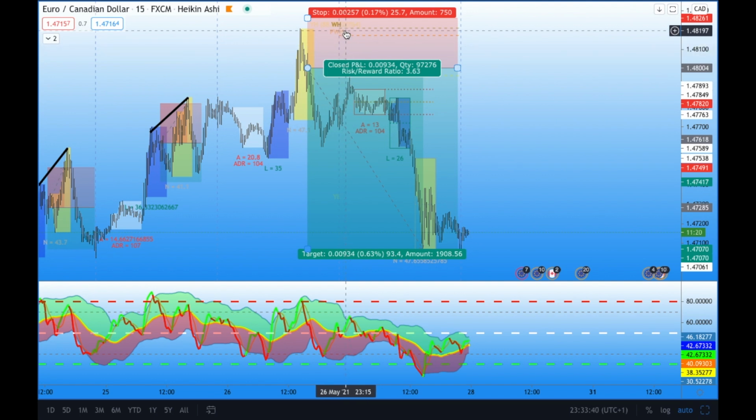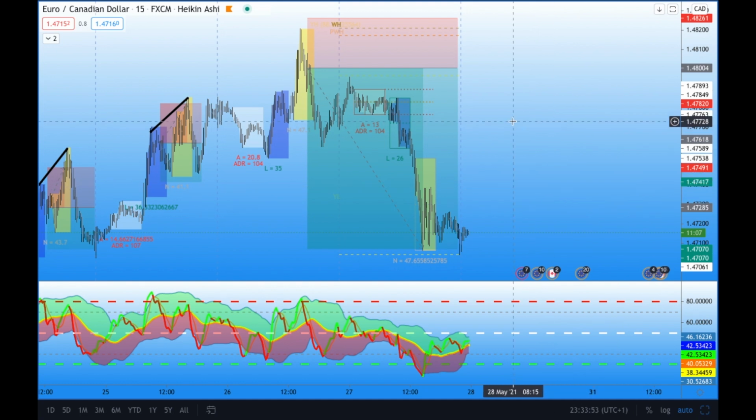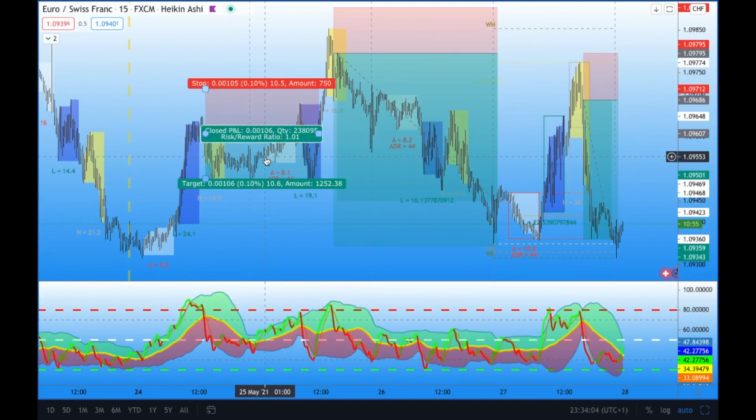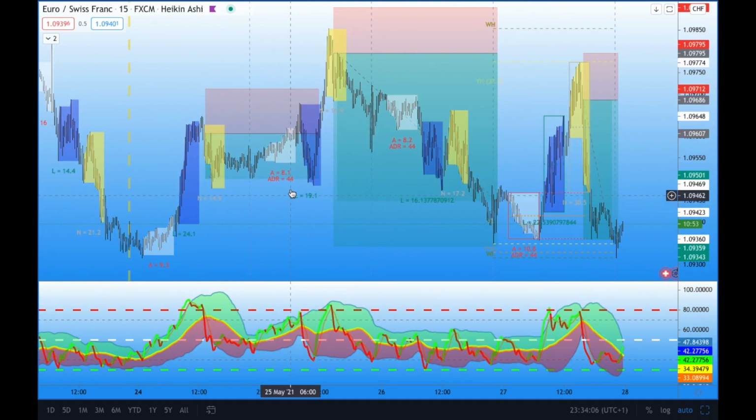And the ADR means average daily range. I do have a video on that as well on my YouTube channel. It'll be in the description below. You would have made at least almost a 4-to-1 trade on this one here, right here. Euro CHF. So this is an example of a pair with smaller pips. It only does 47 or 44 pips on average a day.